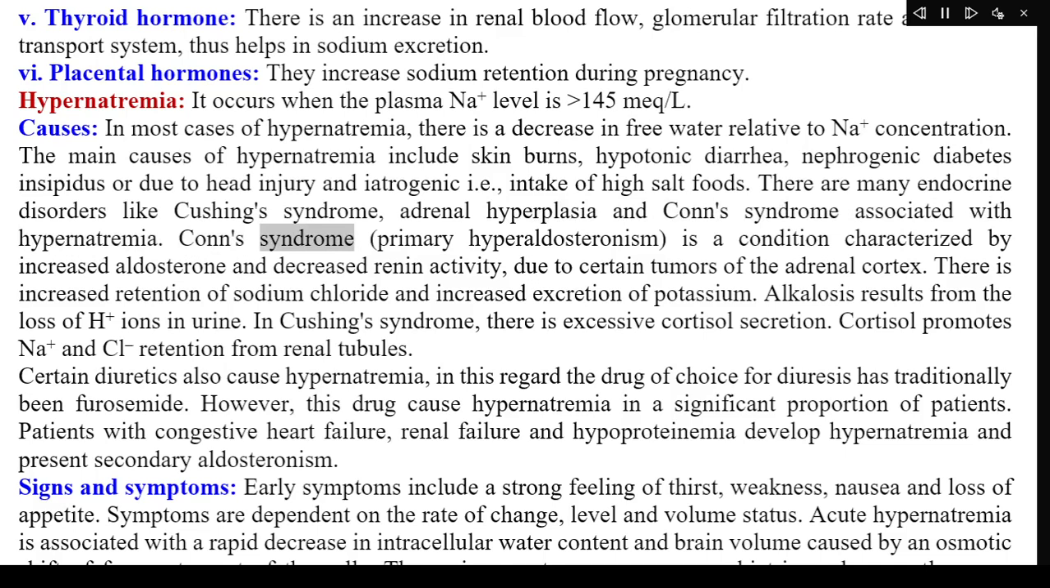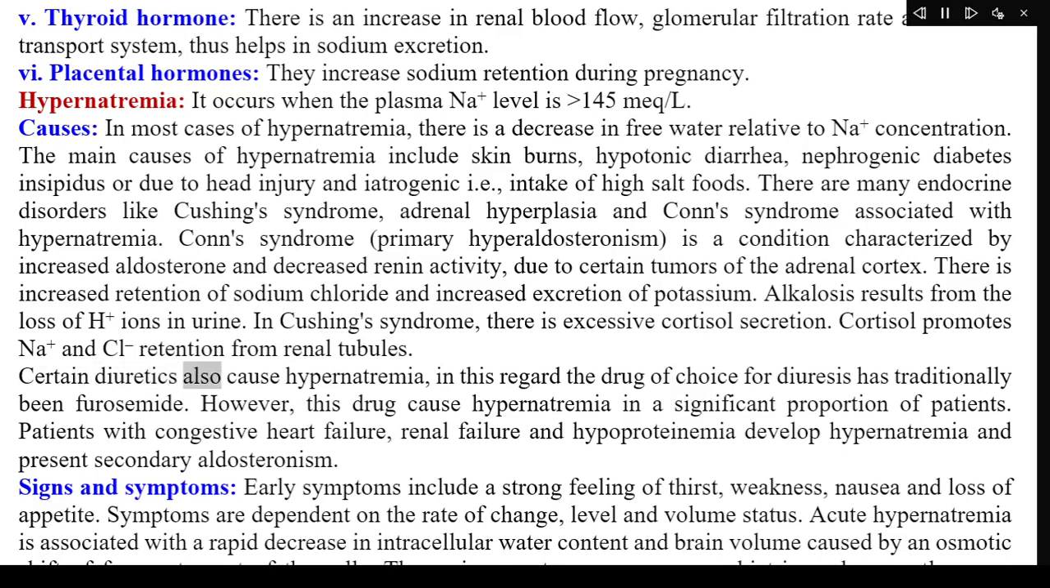Conn syndrome, primary hyperaldosteronism, is a condition characterized by increased aldosterone and decreased renin activity, due to certain tumors of the adrenal cortex. There is increased retention of sodium chloride and increased excretion of potassium. Alkalosis results from the loss of H+ ions in urine. In Cushing's syndrome, there is excessive cortisol secretion. Cortisol promotes Na+ and Cl- retention from renal tubules.